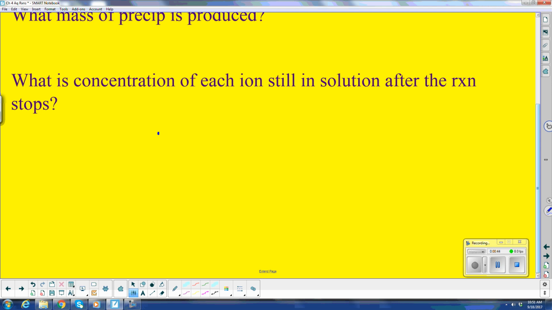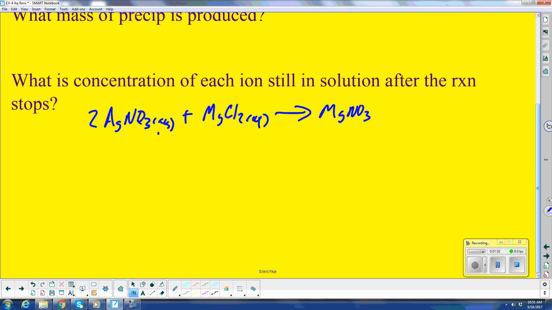So let's write our reaction. I have silver nitrate, aqueous, reacting with magnesium chloride, aqueous. And what am I going to form? Well, it's a double replacement reaction. I'm going to form magnesium nitrate, aqueous, and silver chloride. There we go, and silver chloride is my precipitate.